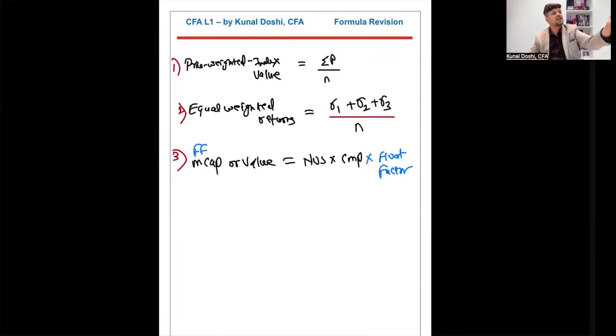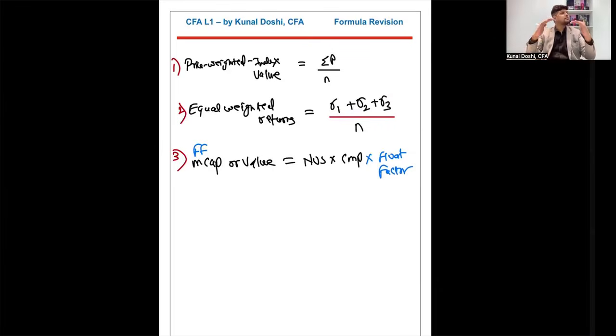If they say float factor of 1, that means 100%. That means all the shares are public. All the shares are available to buy, sell. But if they say float factor 0.9, you will put here 90%, that is 0.9. Your market cap will reduce. This you will do if they say free float market cap.